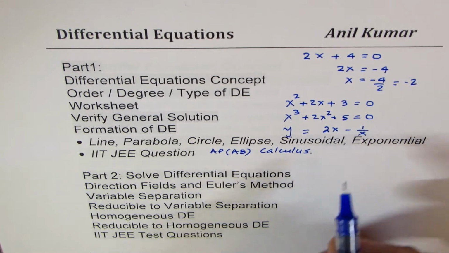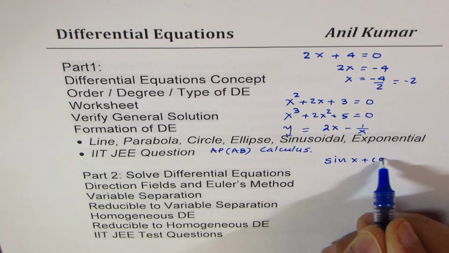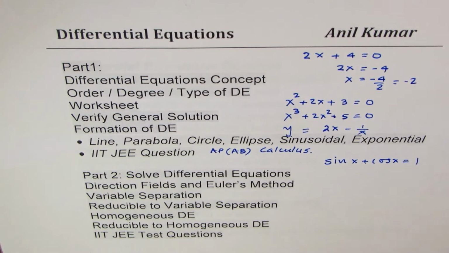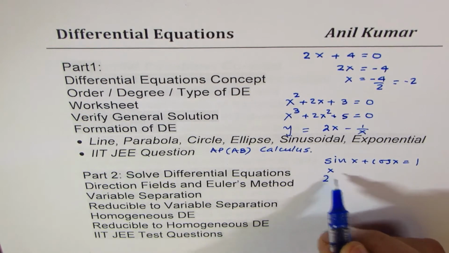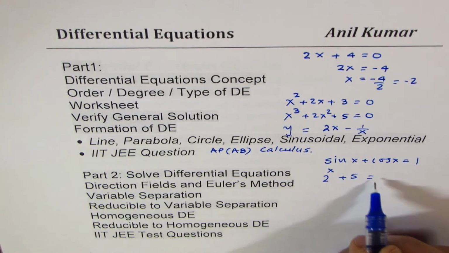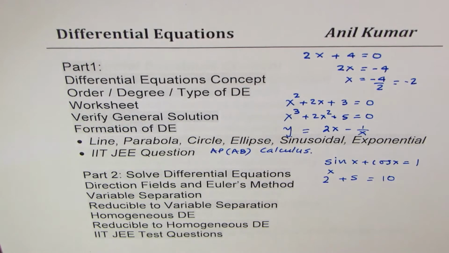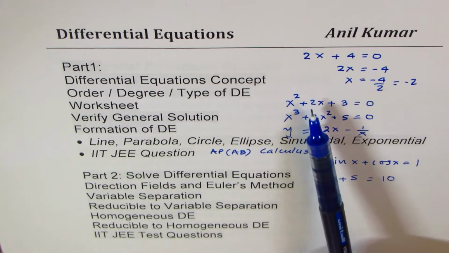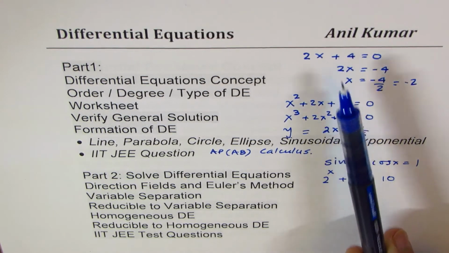Then we gradually moved on to equations involving exponentials and trigonometric functions. For example, we have done equations like sine x plus cos x equals 1, right? We have also done exponential equations, for example, let us say 10, something like this. So what I'm trying to tell you here is that we knew all these equations, we have worked with them, and we know how to classify them.